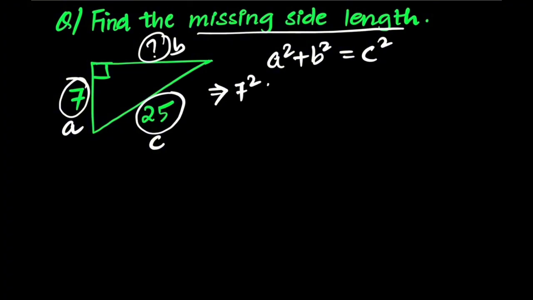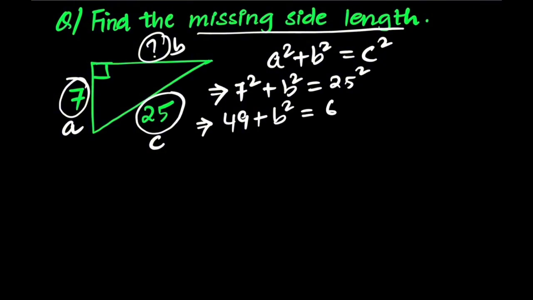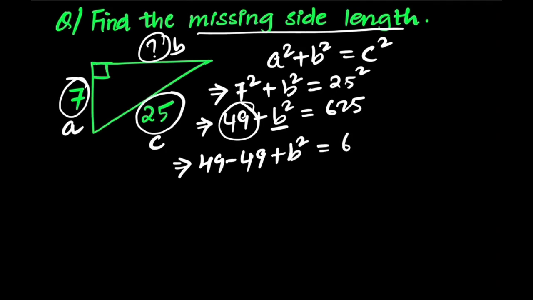A squared means 7 squared, B squared stays as it is, and C squared equals 25 squared. 7 squared means 49, plus B squared equals 25 squared, which is 625. Since we are just looking for the value of B, remove 49 from this side of the equation by subtracting 49 on both sides of the equation. So 49 minus 49 plus B squared equals 625 minus 49.